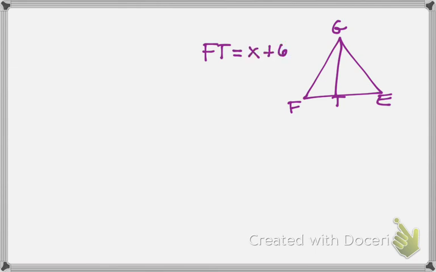So let's make the same triangle. We'll use that same GT triangle. What was it? GTFE. So if FT is, let's say, equal to x plus 6, and FE is equal to 3x minus 1, how would you solve for x?